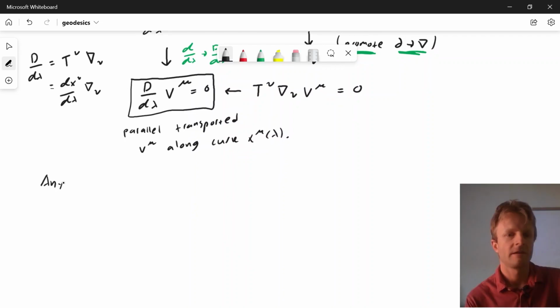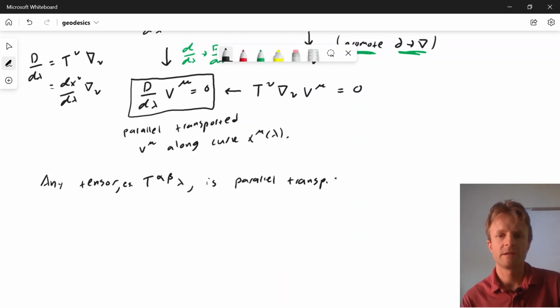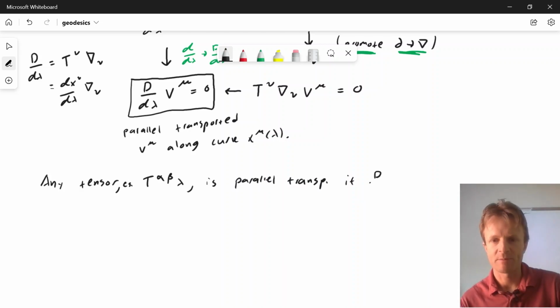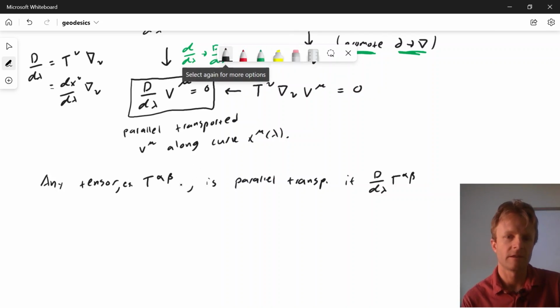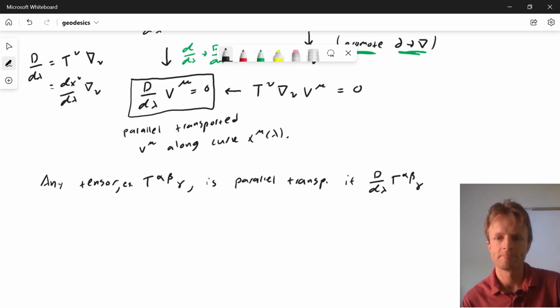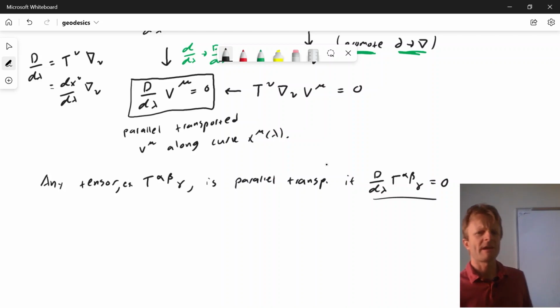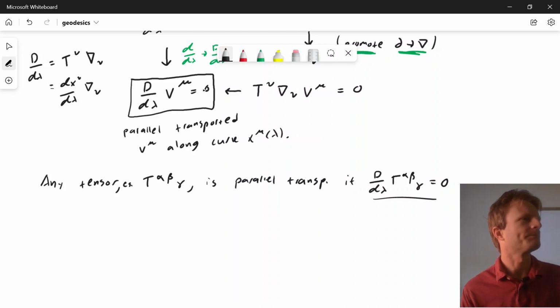More generally, any tensor T with any number of indices, let's just say this one, T alpha beta gamma, is parallel transported if capital D by d lambda of T alpha beta gamma equals 0. But somehow the vector is the most interesting case.